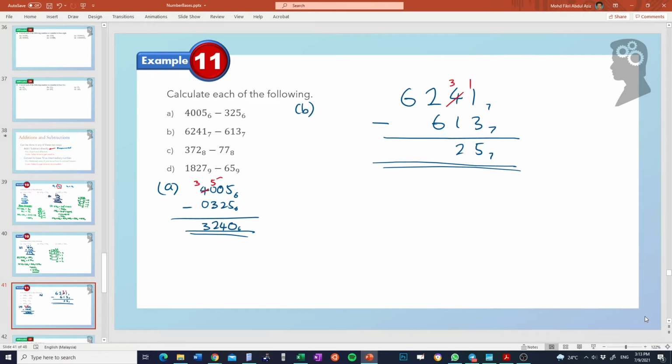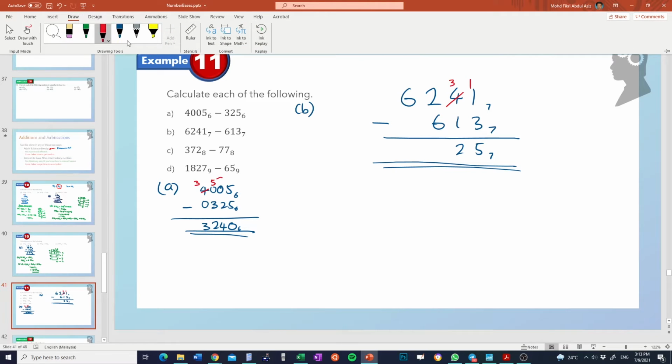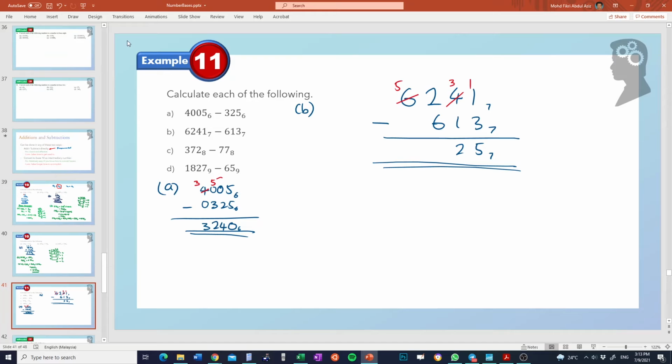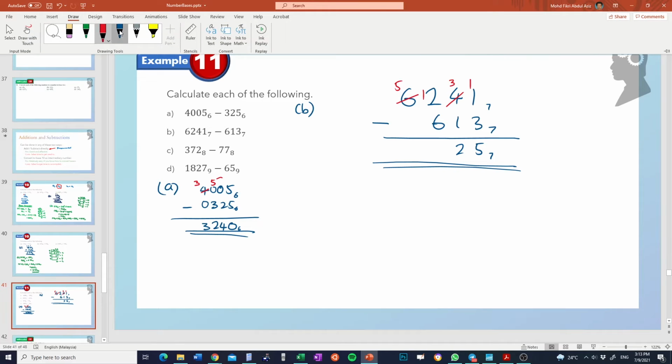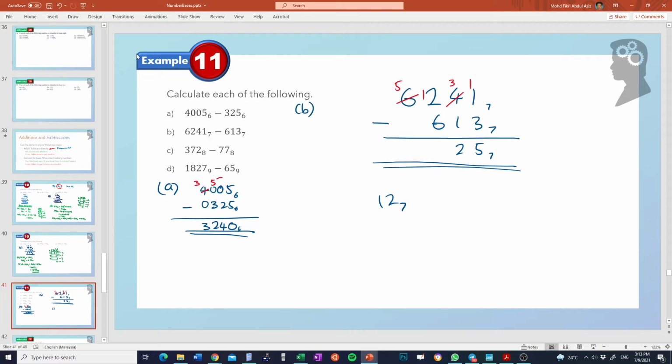Okay, so the problem is we need to borrow 1 again from 6. So now 6 becomes 5. So over here becomes 1, 2. So what is 1, 2 base 7 minus 6 base 7?